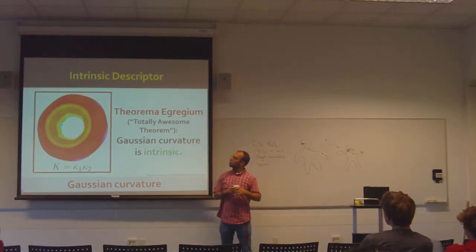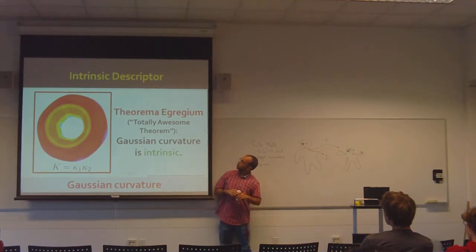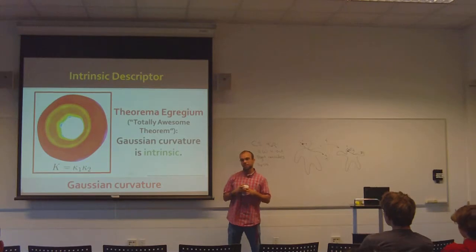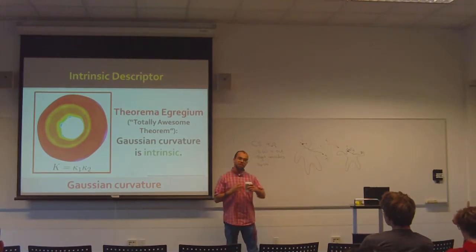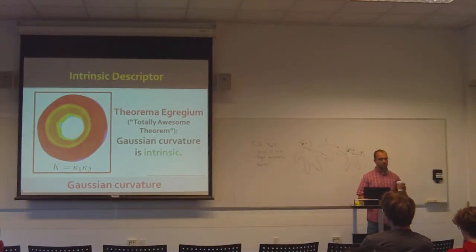Well, one statement of this theorem, which is the theorema egregium, I still can't say it right, is that Gaussian curvature is intrinsic. If I take a surface and I have an isometric map from that surface to another one, the Gaussian curvature will be preserved. Anyway, that's one way to state this theorem. So of course, the question you should ask is, is that the end of our story?